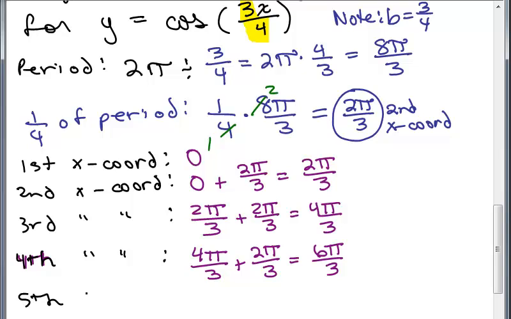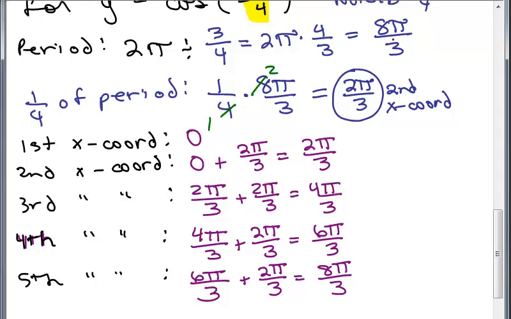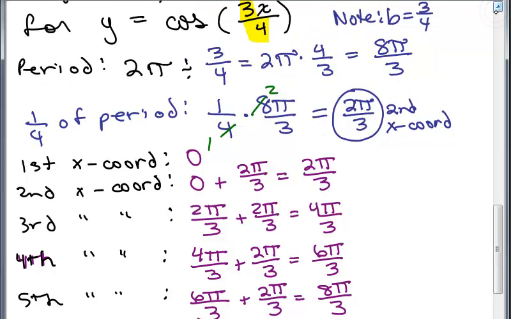And then the fifth x-coordinate, we would take that 6 pi over 3. And again, I keep adding 2 pi over 3. You keep adding 1/4 of the period. This gives me 8 pi over 3. Now, we know that the period was 8 pi over 3, right? That was the period. So I started at 0, and my last x-coordinate is at 8 pi over 3. So these will be our 5 x-coordinates.